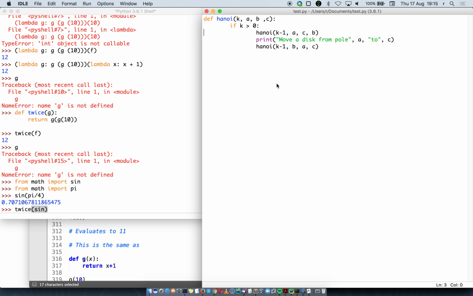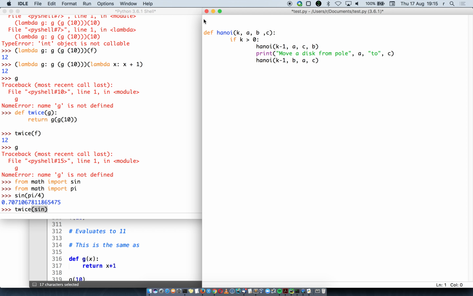Typically in this file, I would just write it here. I would say import. So there's many ways I can do it. From math import sine and pi. And at that point, every time I load the file, I don't have to type it by hand. Every time I load a file, it gets loaded.